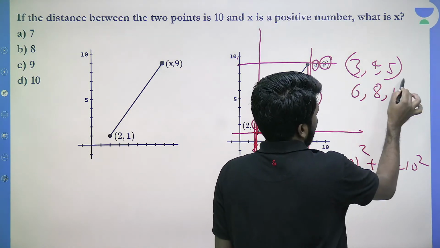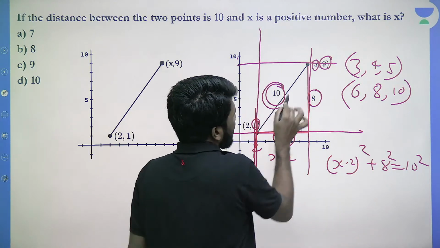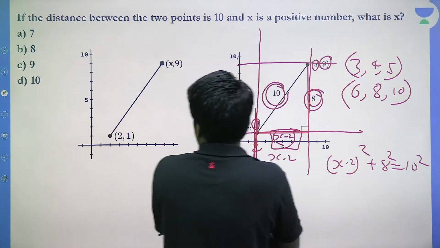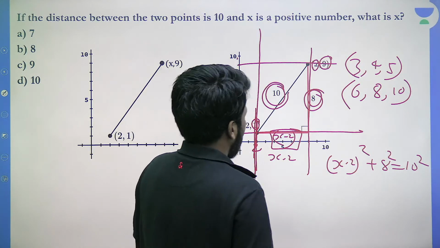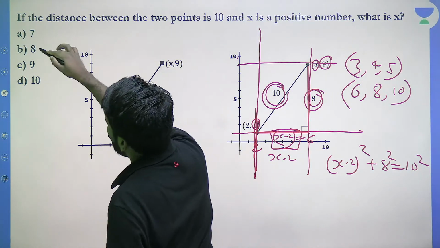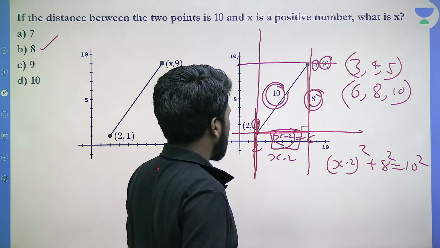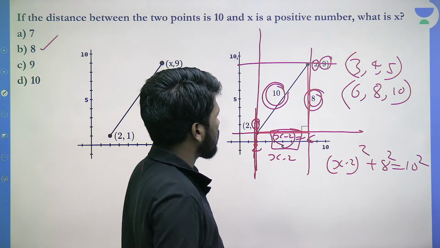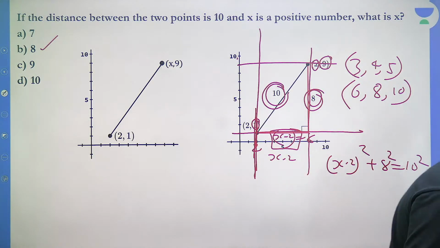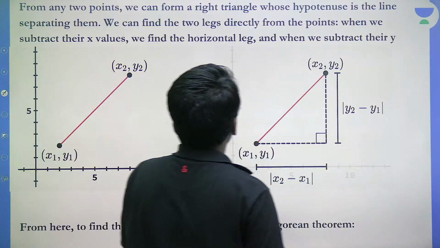Like 6, 8, 10. This means that if this is 10 and this is 8, then without doubt we can say x minus 2 should be 6. If x minus 2 is 6, then what will x be? x will be 8. Did you all understand? Please respond. Is this clear or not? That is how it can be understood.